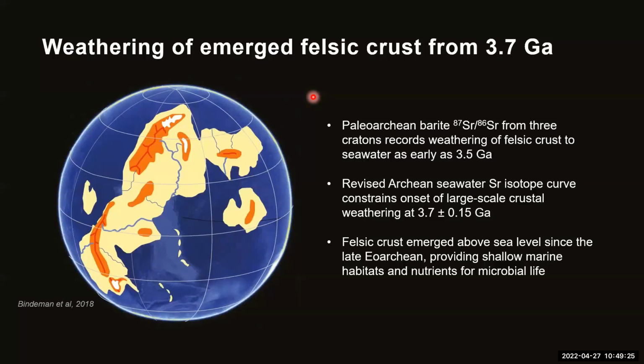So this would mean that in the Paleoarchean, if the Earth looked perhaps something like this, life could perhaps flourish in shallow epicontinental seas, maybe even life on land. We know very little about this.